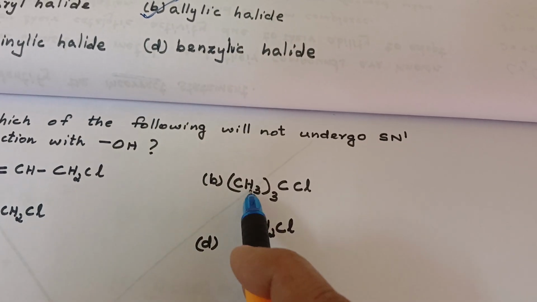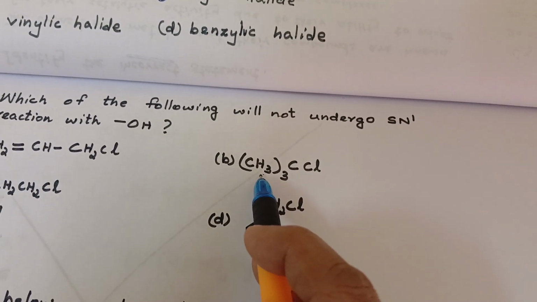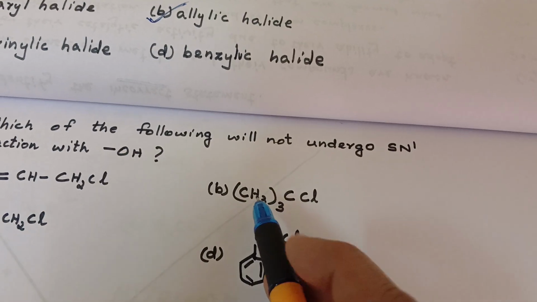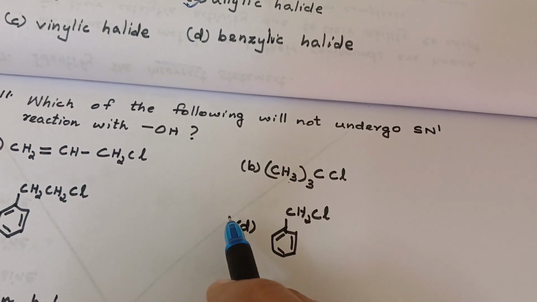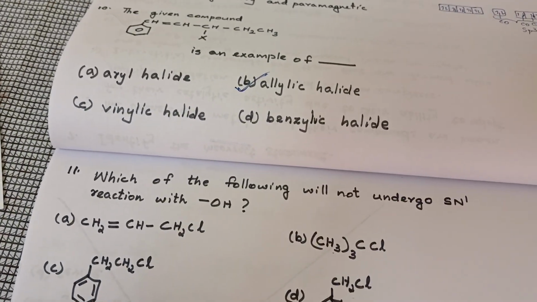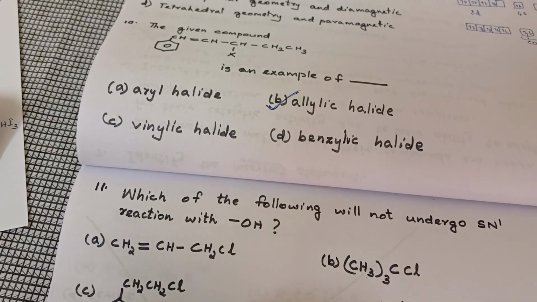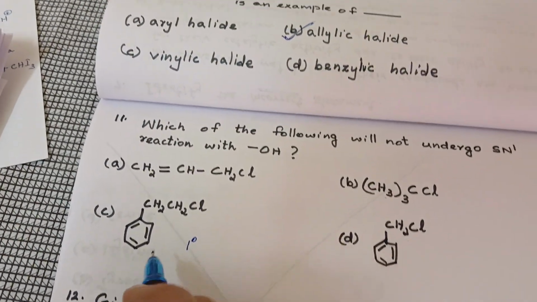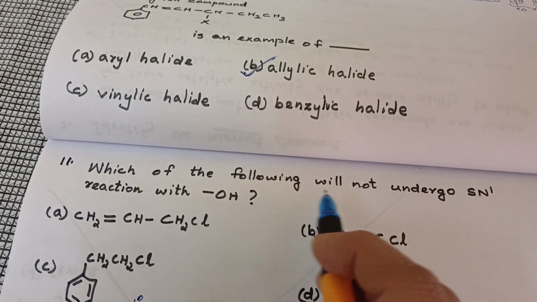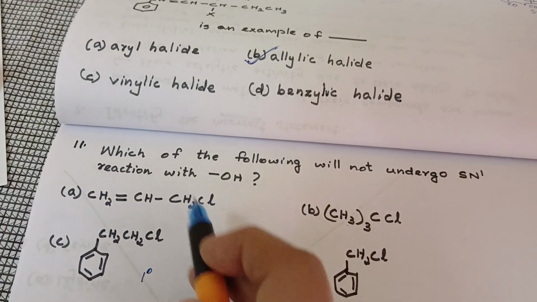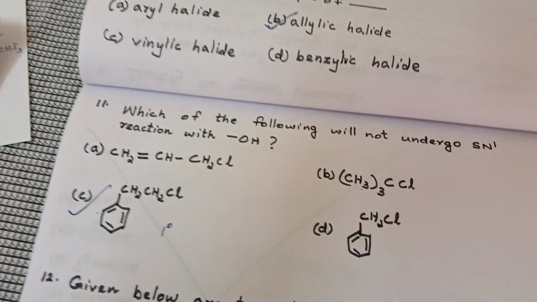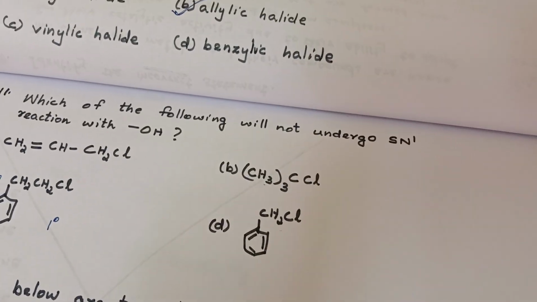And this is tertiary. This is also very favorable for SN1. And then benzylic. So all these except C. C is primary, will give you a primary carbocation, at least preference for primary. So which of the following will not undergo SN1 reaction with OH? So option C will be the correct choice for question number 11.